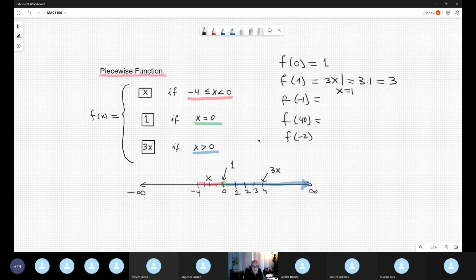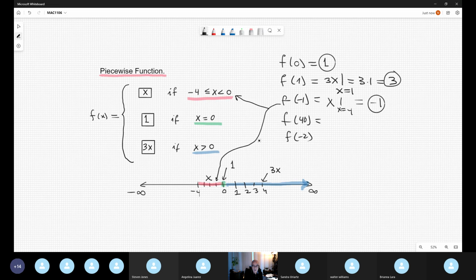No, I get it. Okay, -1. I suppose -1 belongs to this interval, because -1 is in between -4 and 0. You select the expression x, and you plug in -1. Sorry, not +1, I made a mistake here. If you replace x with -1, the answer is -1. This is my first answer, this is my second answer, this is my third answer.